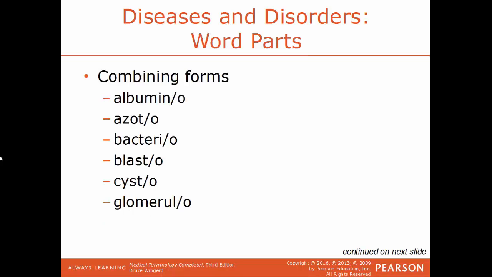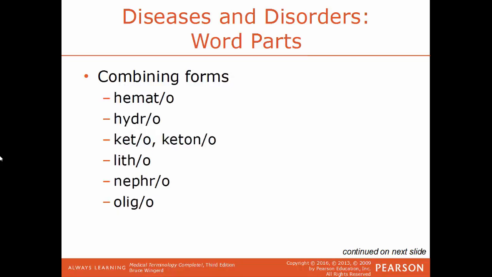Some common combining forms. Albumino means protein. Azoto means nitrogen or urea. Bacterio means bacteria. Blasto means a forming cell. Cysto means a cyst or a fluid-filled sac. And glomerulo is a reference to the glomerulus, which is the filtering unit of the kidney. Hemato means blood. Hydro means water. Keto or ketono is a reference to ketones or acetones. Litho means stone. Nephro means kidney.